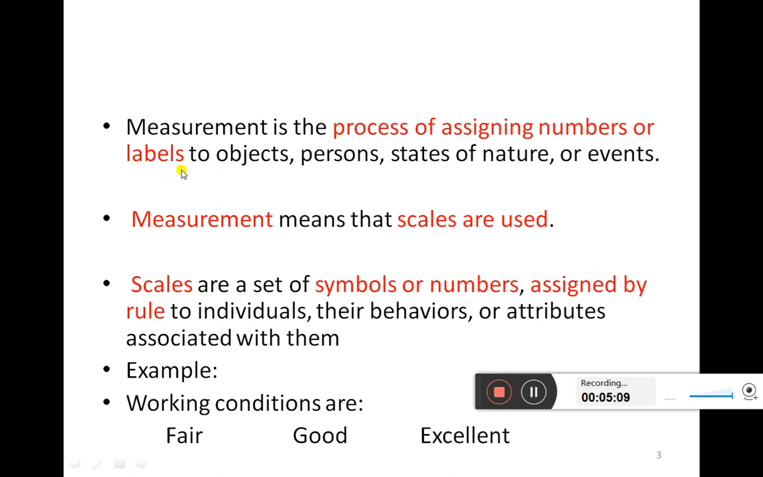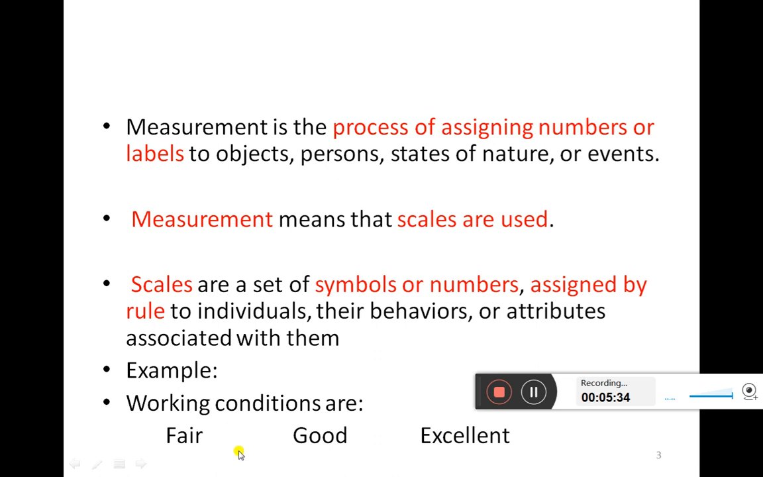So it simply means that when we assign numbers to an event, an object or a person, or sometimes we provide labels. What is a label? Look here: when I put forward a question that working conditions are fair, good and excellent, fair is a label, good is a label, excellent is again a label, because it is not a number. When I say that working conditions are 20% good, 40% good, 60% good, it means I have assigned some numbers.